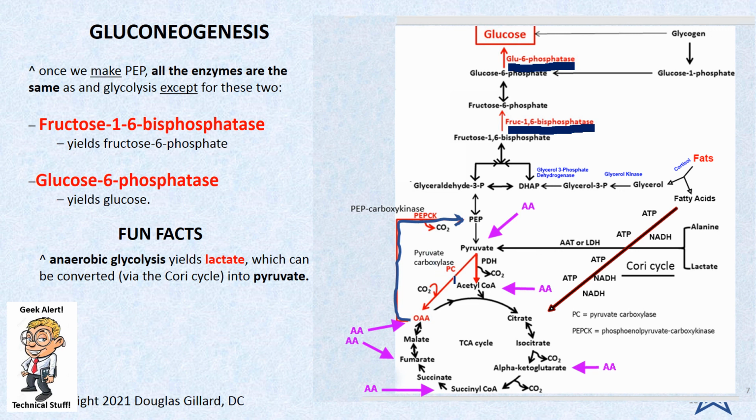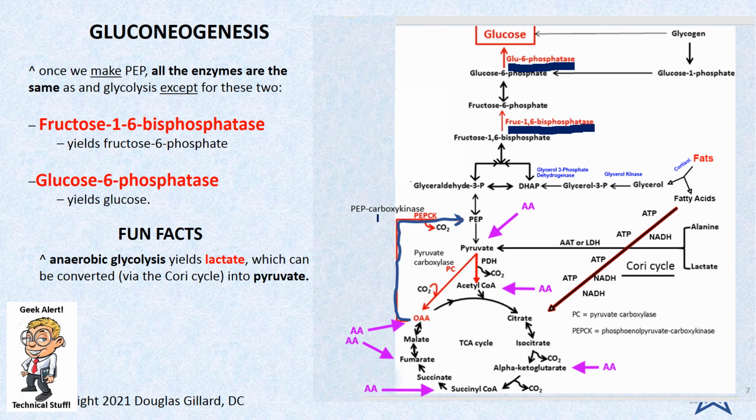We have one called pyruvate carboxylase, and you can take pyruvate and run it directly into oxaloacetate by adding a CO2 with this amazing enzyme, pyruvate carboxylase. That way you skip going through the TCA cycle. If you want to go through that, that's fine. But this one can take pyruvate and convert it flat out into oxaloacetate. So that's interesting.